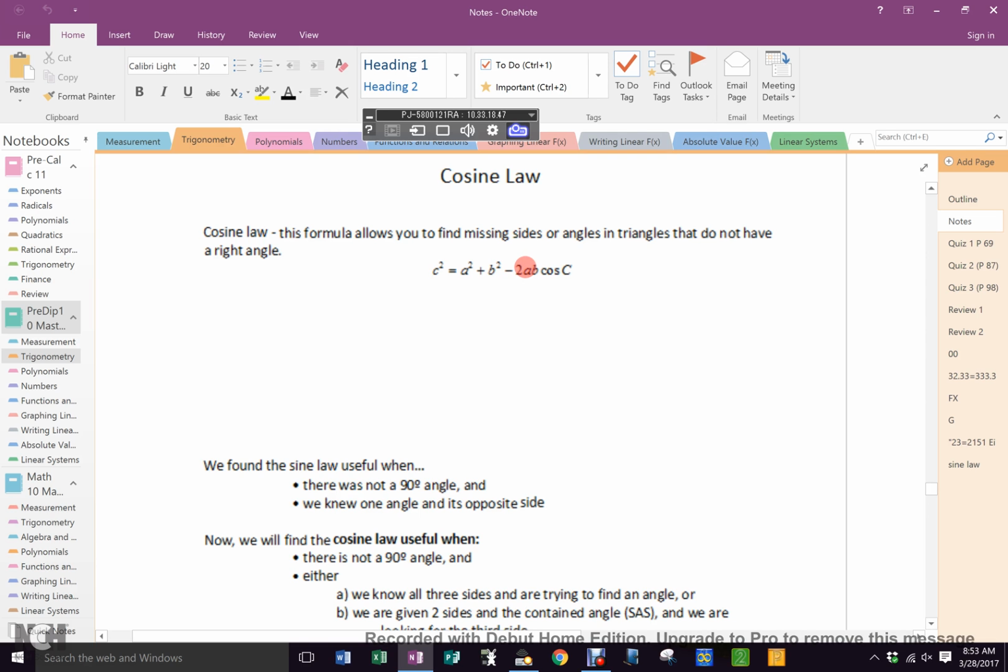Now, you do have to be a little tricky with the cosine law because how many sides are there in a triangle? 3. How many angles are there in a triangle? 3. Who decides what the angles are named? You do. So this will find me what?